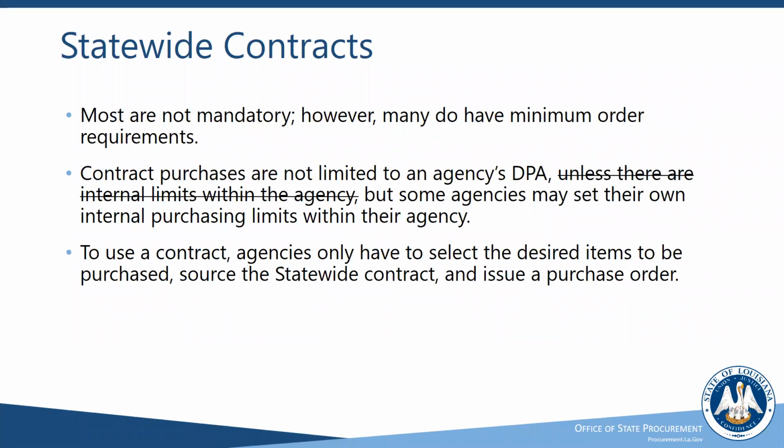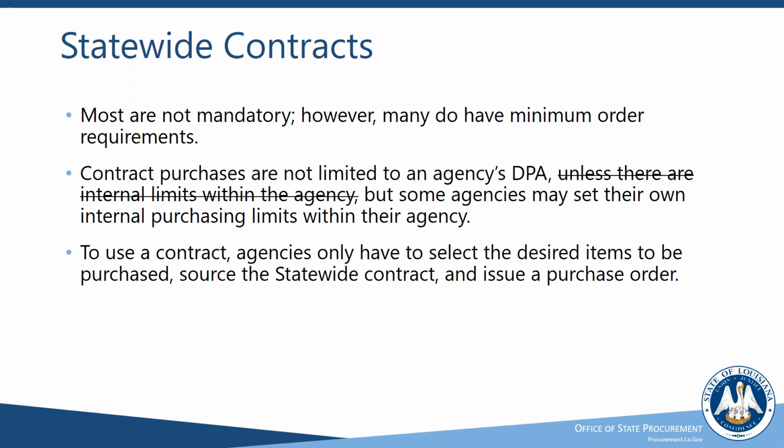Most of them are not mandatory. However, many do have a minimum order requirement, and this is partly because, as you all probably know, shipping costs have gone through the roof. So it's important that we're meeting all of the requirements that are stated on the contract, because that's how the vendors are able to make money as well. Contract purchases are not limited to the agency's DPA, but some agencies may set their own internal purchasing limits within their agency.